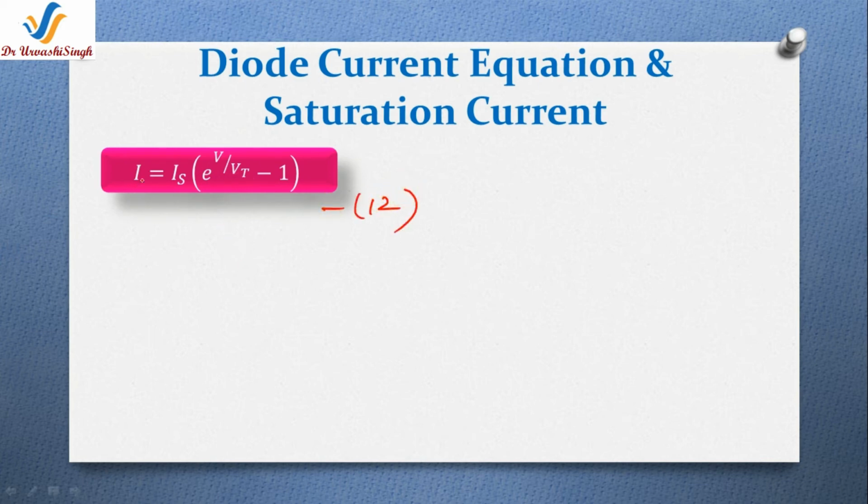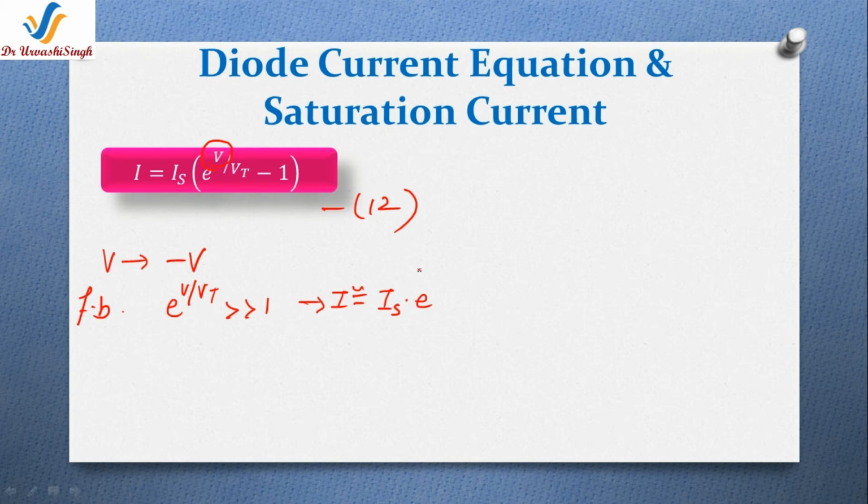So from this it is obvious that the diode current depends on the applied voltage. In case of reverse biasing, you just take the negative V and the rest is the same. In case of forward biasing, the exponential factor is much greater than 1, so we can simply write it as almost equal to Is times exponential V upon Vt.